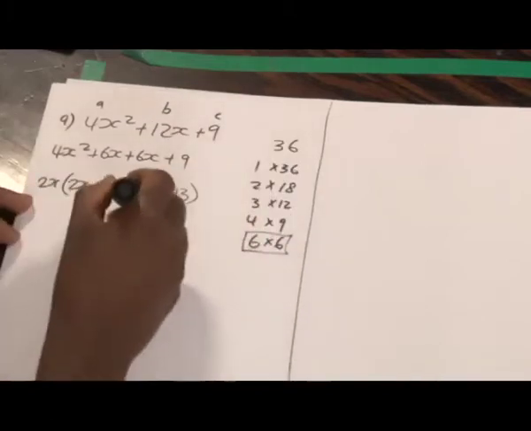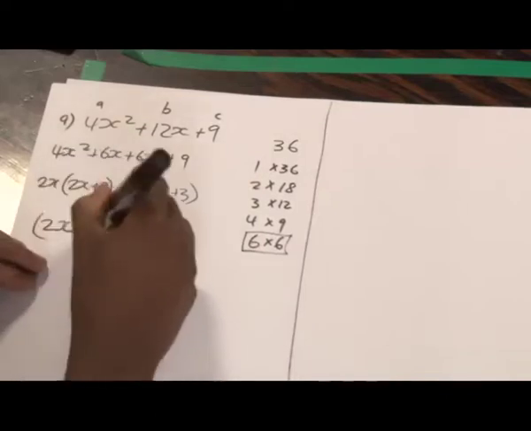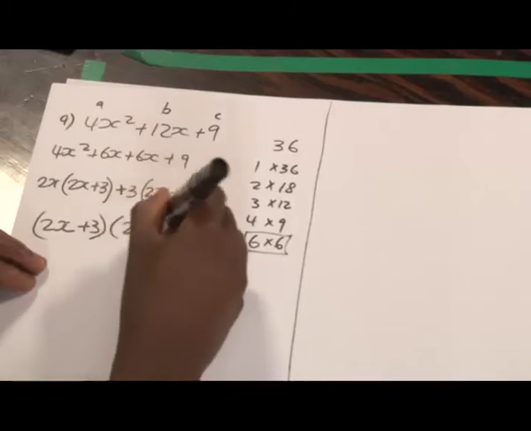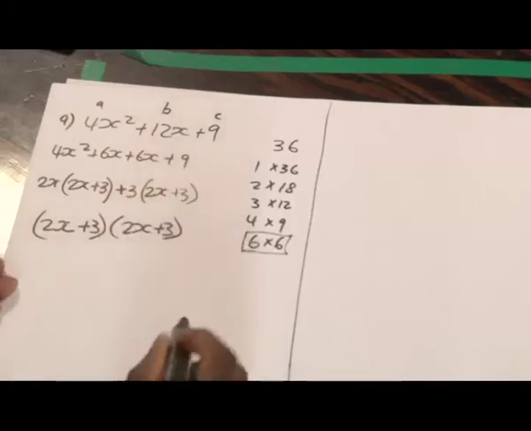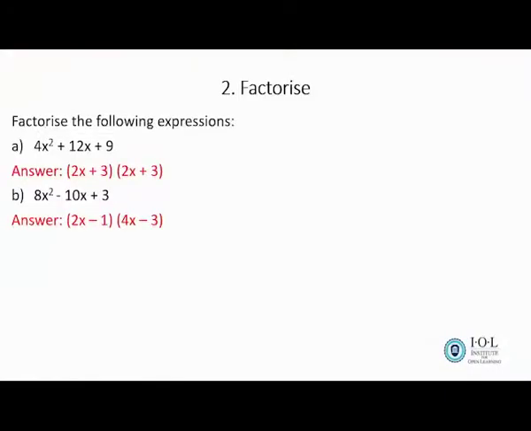Then your answers will be the 2x, which is outside the brackets, 2x, put in brackets, and the 2x plus 3. So your answers then is 2x plus 3 and 2x plus 3. That's what we have on the screen there. Then you come to B, you are given 8x squared minus 10x plus 3.